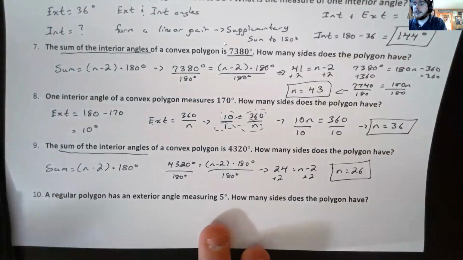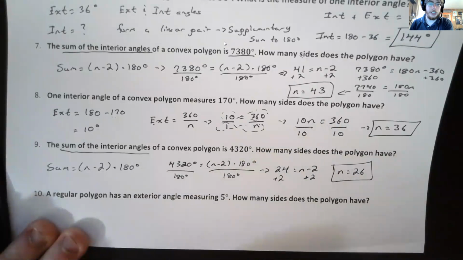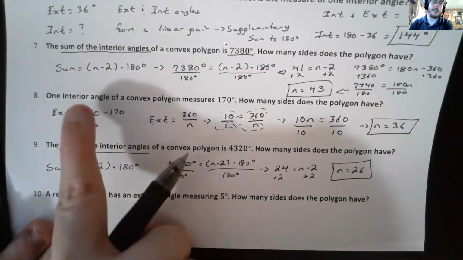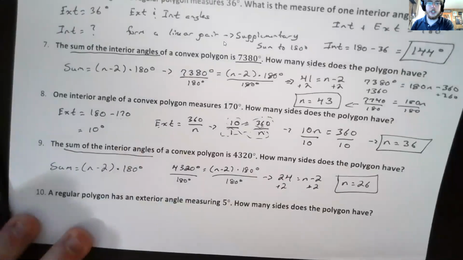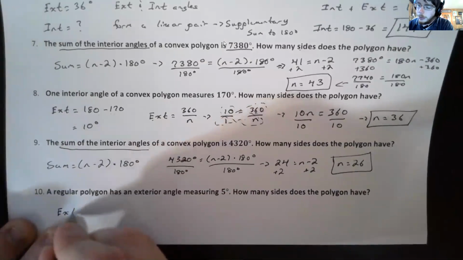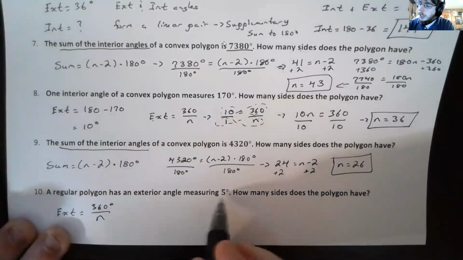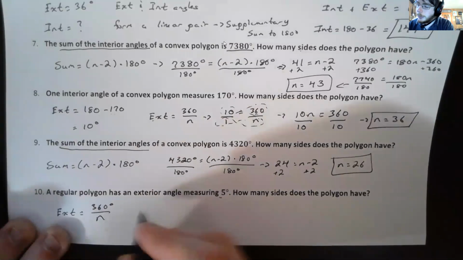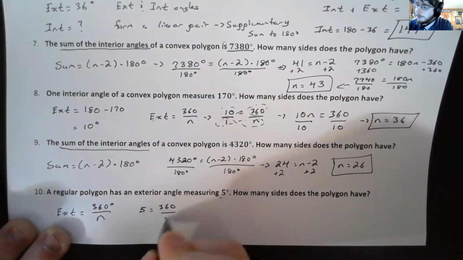And number 10, a regular polygon has an exterior angle measuring 5 degrees. How many sides does the polygon have? So unlike in number 8 where it gave us an interior angle, this time it already gives us the exterior angle. So we know the formula for finding one exterior angle is 360 divided by n. Our exterior angle is 5 degrees. So 5 is equal to 360 over n.